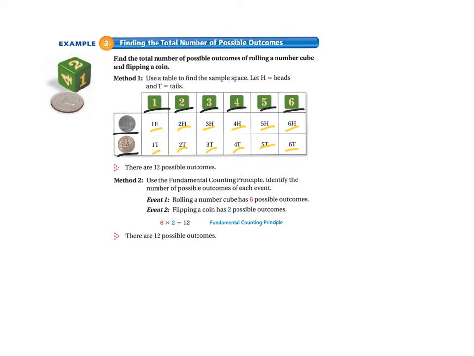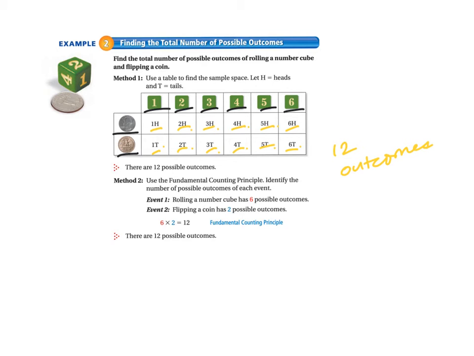And then I could sit there and count them up and ask, how many possible outcomes are there? 1, 2, 3, 4, 5, 6, 7, 8, 9, 10, 11, 12. There are 12 possible outcomes. That makes sense, and it's clearly laid out in my diagram.